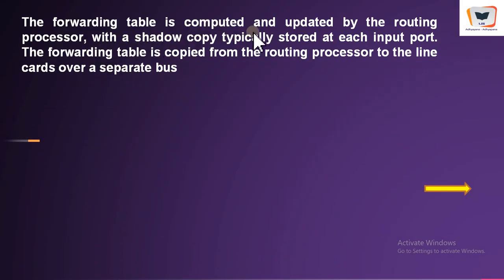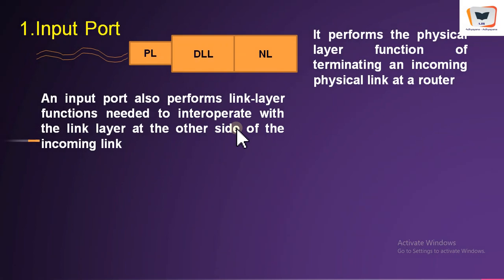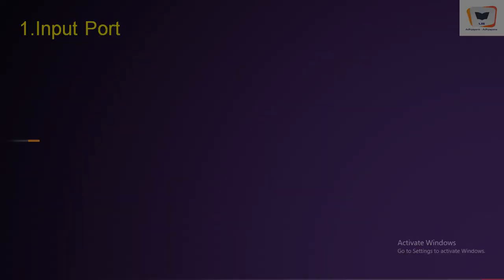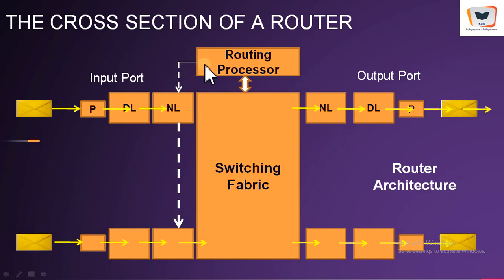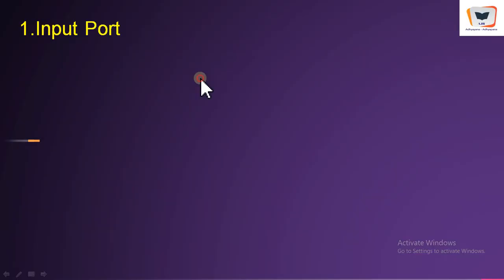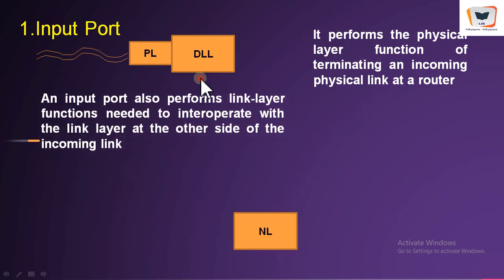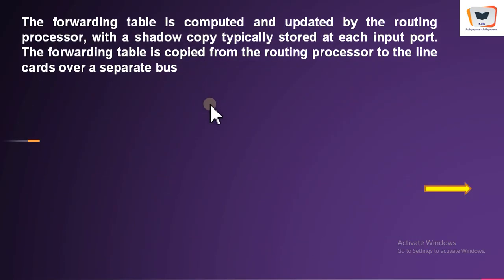The forwarding table is computed and updated by the routing processor, with a shadow copy typically stored at each input port. And of course, the shadow copy will be sent through these links, as you can see over here. The routing processor provides shadow copies of the updated forwarding table so that the network layer functionality of the input port can readily refer to it. Otherwise, there would be a huge time loss in referring to the routing processor for every packet that arrives. This is avoided by providing shadow copies to the input port.